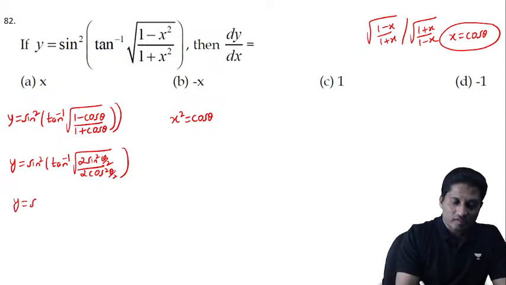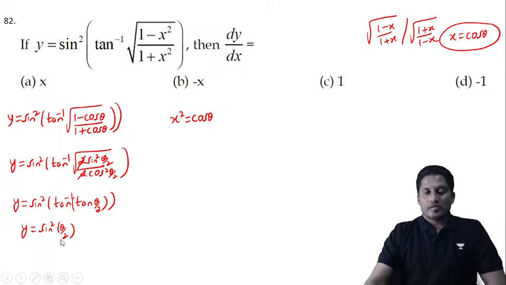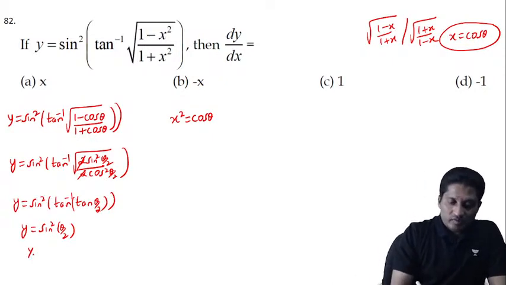Okay, y is equal to sin square of, this is tan inverse of 2 and 2 cancels, root of tan square theta by 2, which is tan theta by 2. Okay, tan y is equal to sin square of tan inverse of tan theta by 2, which is theta by 2. Sin square theta by 2 is (1 minus cos theta) divided by 2, half angle formula.